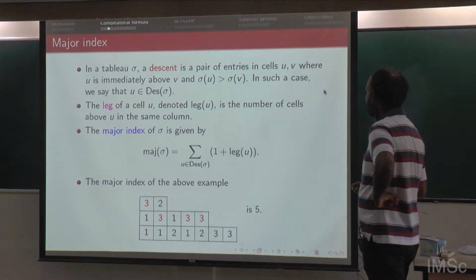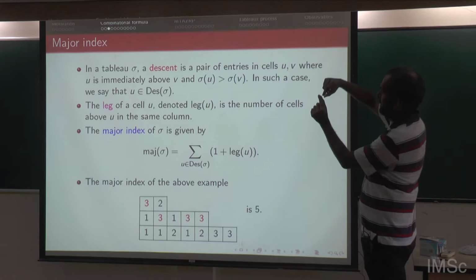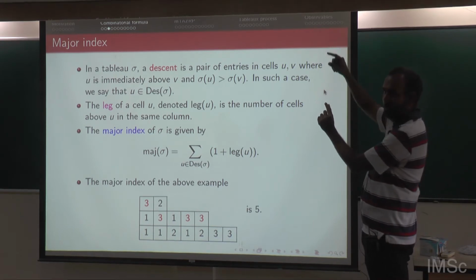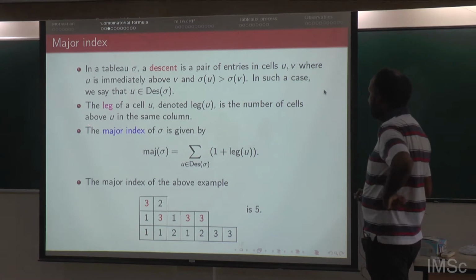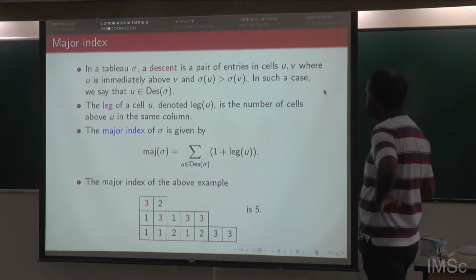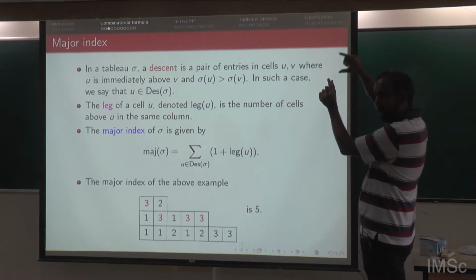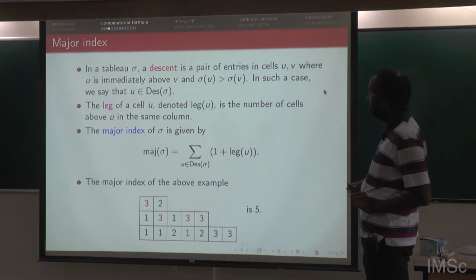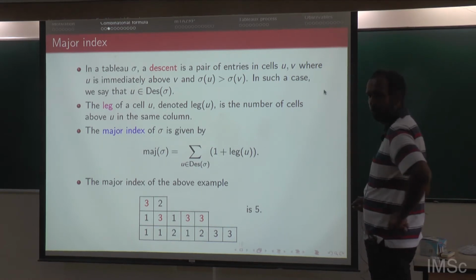Okay, so I'll do an example in a second. But the leg is basically the number of cells above you. So it's not a leg, maybe it's a raised hand or something. I don't know. And the major index, this is again notation borrowed from the theory of permutations. The major index is the sum over the 1 plus the leg length. So you include the cell, then you get 1 plus leg of u, and you sum over all u in descent.